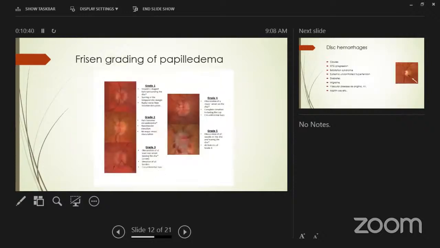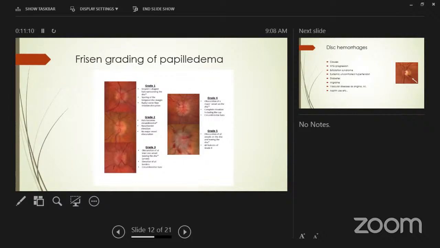One of the important grading systems of papilledema is here, along with a few photographs. First, in grade 1, there will be a grayish halo surrounding the disc, and it usually spares the temporal disc margin, and radial nerve fiber striation disruptions will be there. In grade 2, this halo becomes circumferential, as well as there will be elevation of the nasal border, and there will be no major vessel obscuration.